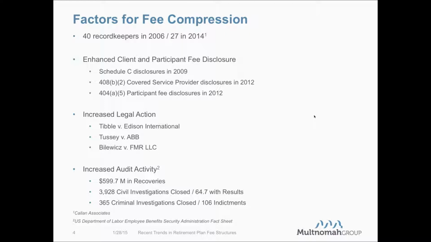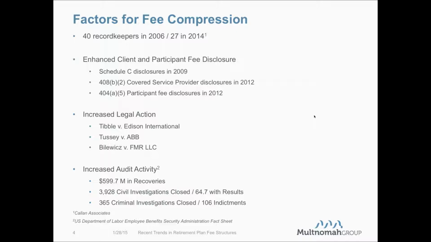There's also been increased audit activity from the U.S. Department of Labor. If you look at their 2014 fact sheet, they had nearly $600 million in recoveries last year. They had nearly 4,000 civil investigations with a tremendous amount of financial results and 365 criminal investigations with over 100 indictments. So audit activity from the Department of Labor, which is the primary entity concerned with these fee issues, continues to be on the increase. It's been on the increase from 2010 through 2014, and I don't see much evidence that that would slow down at some point in 2015 or in the foreseeable future.